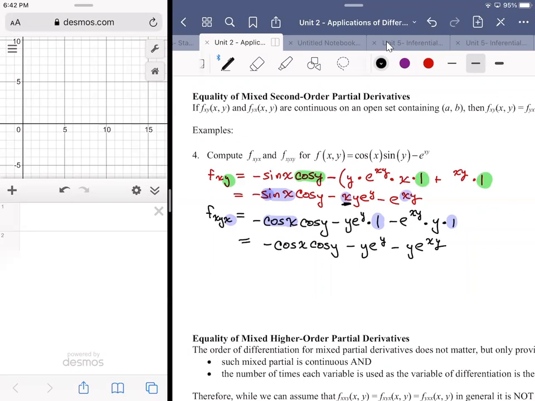x y e to the y should be x y e to the x. Oh, did I screw up? Oh, dang it. Yeah, you're right, I miswrote it. You know what? I see what happened here. When I copy pasted it, I blew it. I even lost an e along the way. I don't know what happened. So let me fix that.